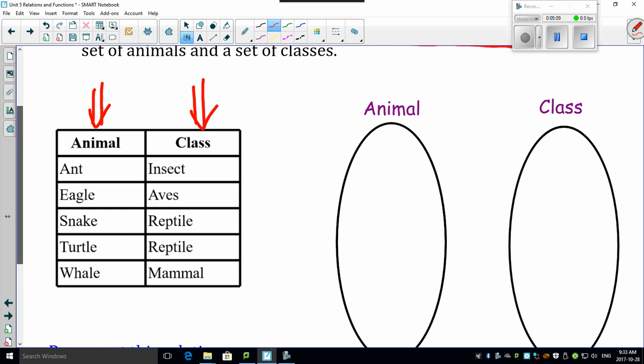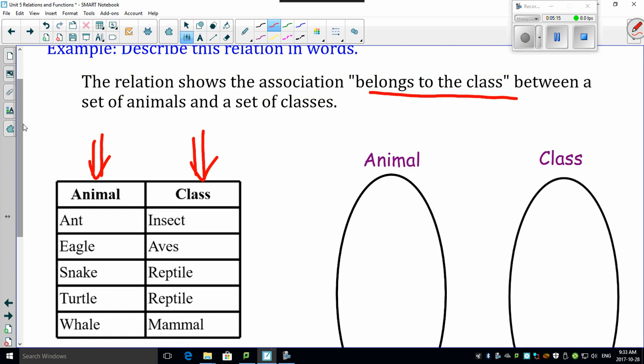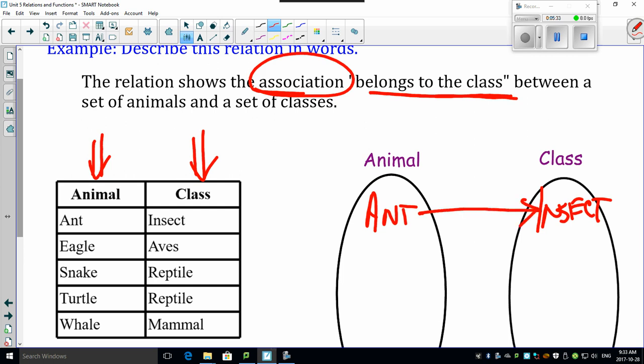For example, you know and I know an ant is an insect. But what you would say here, if you're doing this, you would say that through this association, an ant belongs to the class of insect. So we can go like this. An ant, there's insect. An ant belongs to the class of insect. I guess what you're looking at here is you're trying to be as formal as possible. And this is like formal math language.